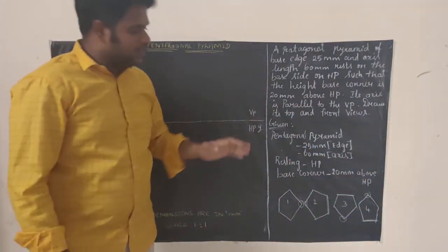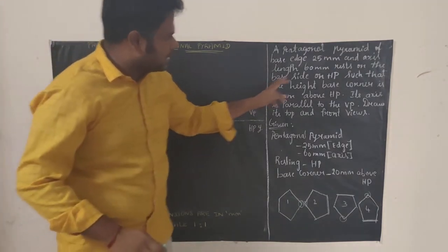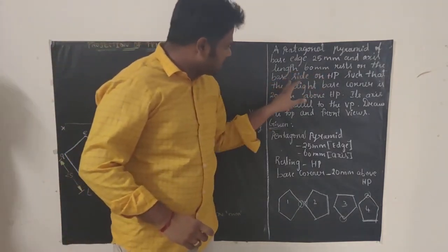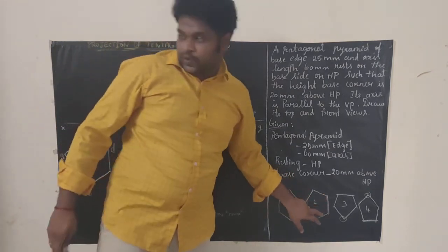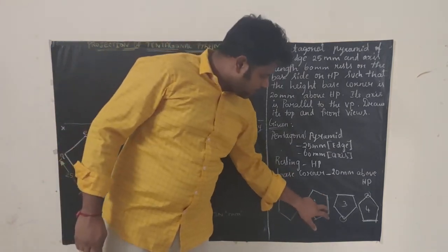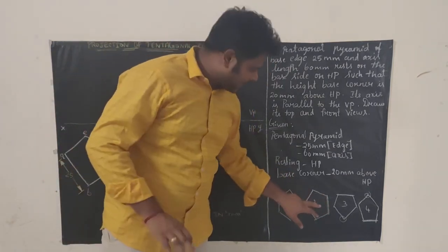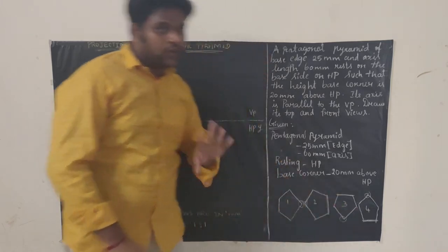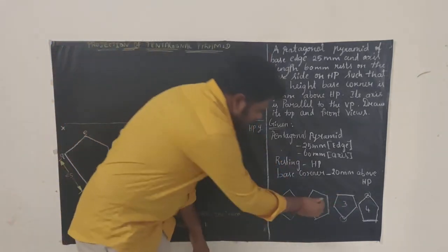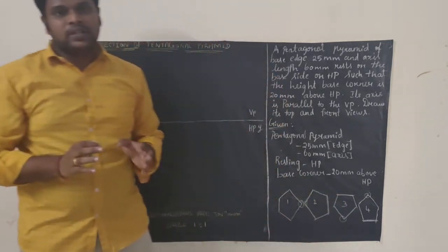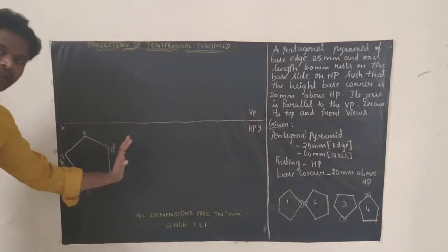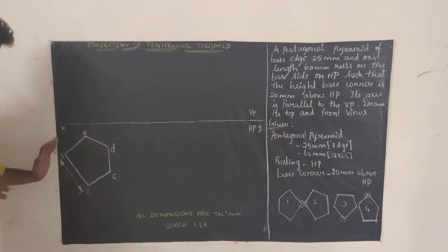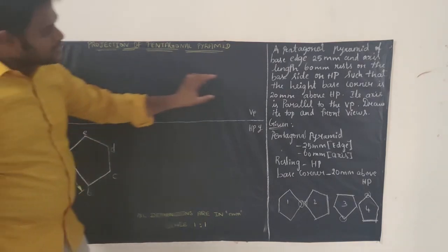What they are telling is the orientation will be a base side. See here, base side on HP. So if you check, this is the base side. So we need to go with the second diagram. One, two, three, four diagrams are there, and here only the base side is on the ground. Whatever I told, in projection of solids you always go from your right hand side. In case of planes you have to check from the left hand side. So the base side they have given.